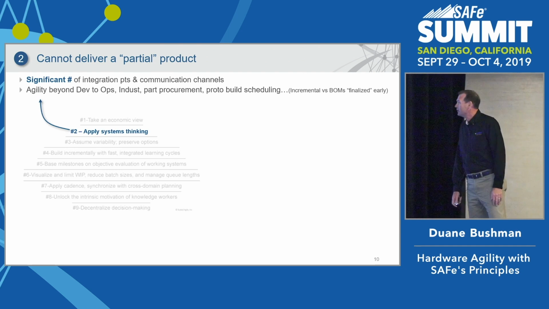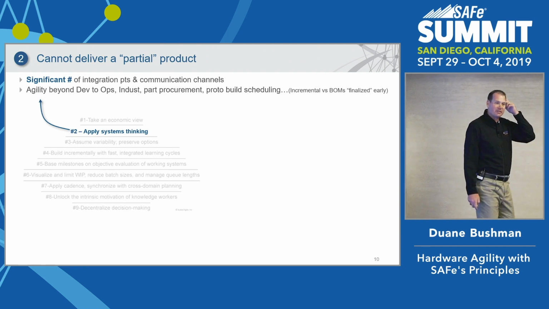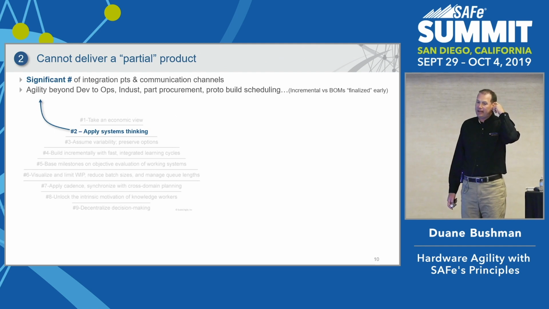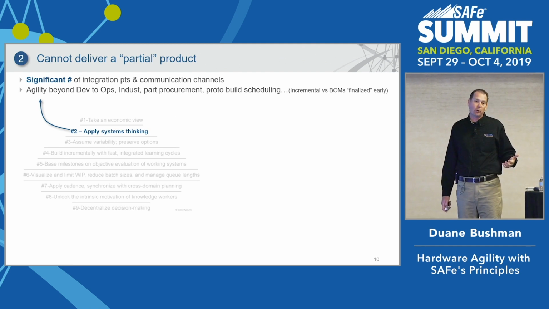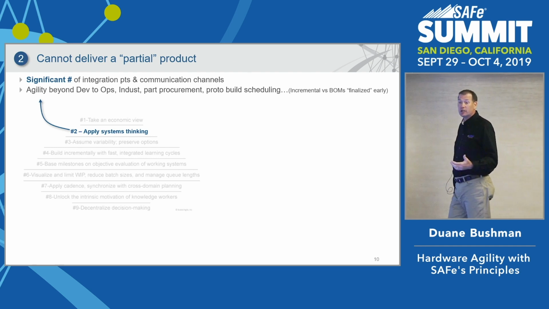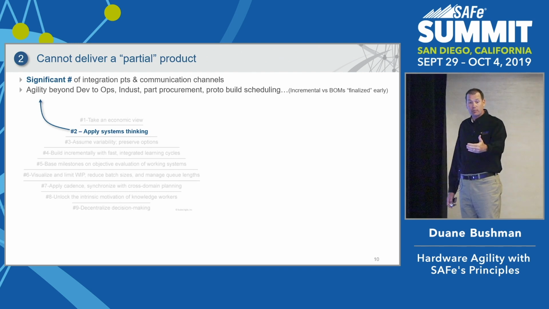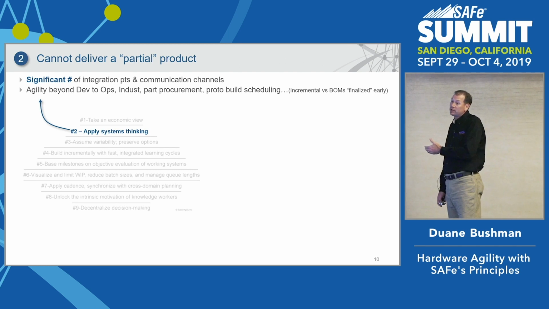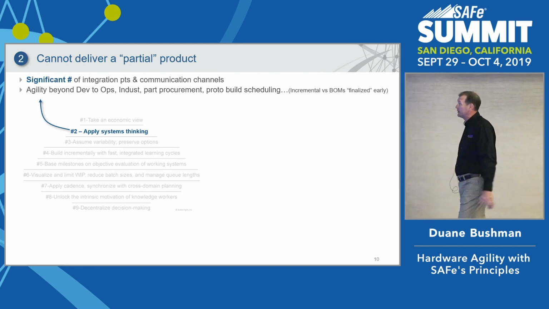So first off, let's apply systems thinking, right? We understand that we have a significant number of integration points. The interactions are high. So we have to think systemically, otherwise our cost is going to go up, because if we miss some of those integration points, it is going to bite us in the end. Because we will discover them, we just don't want to discover them late.